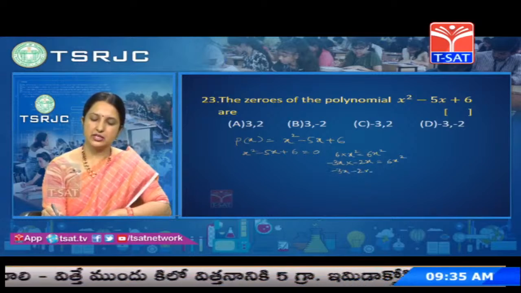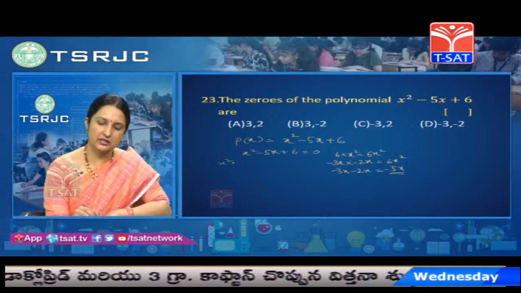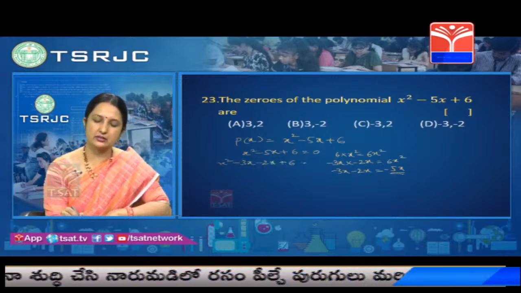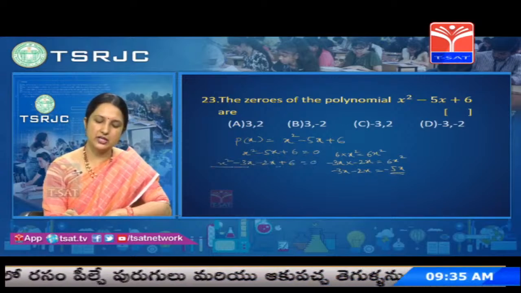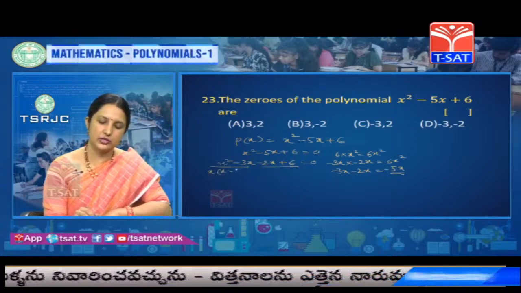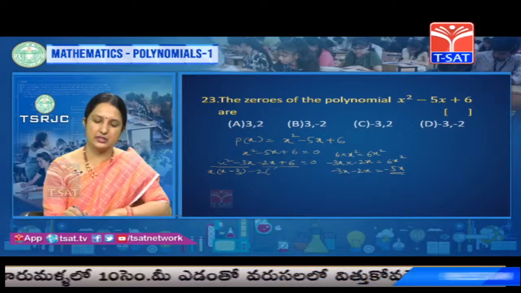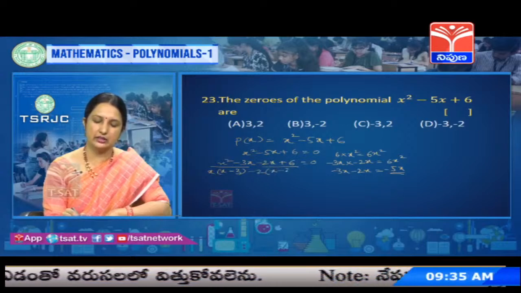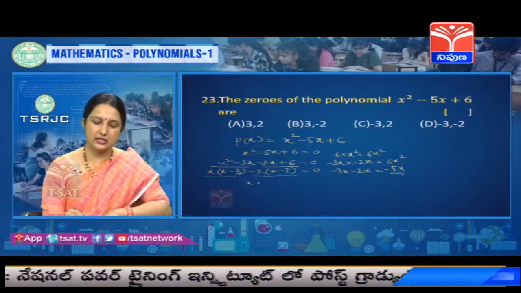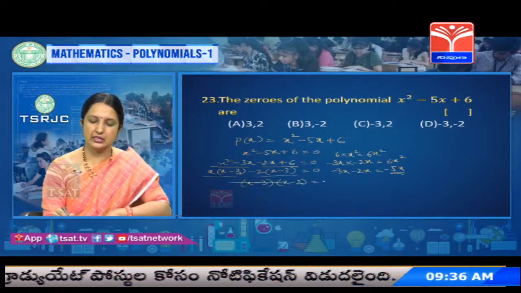Minus 3x minus 2x, when you add, what will you get? Minus 5x, the middle term. So the middle term can be split in the form of minus 3x and minus 2x. So in the first 2 terms and in the next 2 terms, what is common there? We will see. x is common in the first 2 terms. So x minus 3 came. In the next 2 terms, minus 2 is common. When you take that out, you will get x minus 3. In these 2 terms, x minus 3 is common, you bring that out. Then what is left? x minus 2 is left.